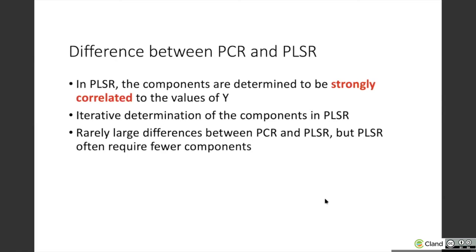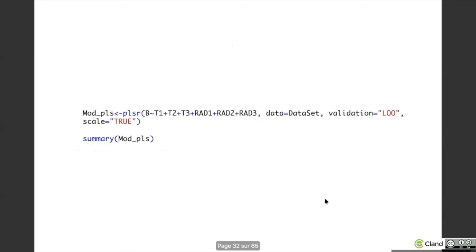So in my example, highly correlated to the maize biomass. The method proceeds as follows. First, it identifies the linear combination of inputs that shows the highest correlation with the output, the biomass in my example. Then at the second step, the algorithm determines another linear combination of the original inputs that is independent, with zero correlation with the first one, but still highly correlated with the output. In terms of implementation, it is the same package, the PLS package, but now the function is not PCR but PLSR. Otherwise, the syntax is exactly the same.